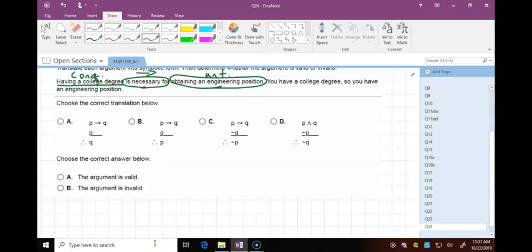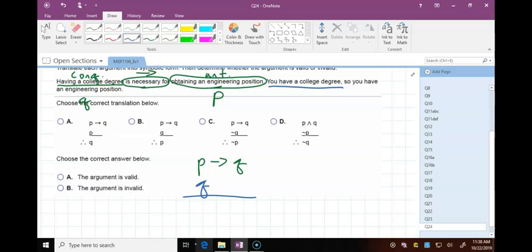So, when you're looking at this, since this is the antecedent, this is what they're going to call P. Since this is the consequent, this is what they will call the Q. Okay? So we really do have a P arrow Q here, but our P is really about an engineering position. And our Q is really about having a college degree. So when we move to the next sentence, it says you have a college degree. So who did they give you? The consequent, which we called Q.